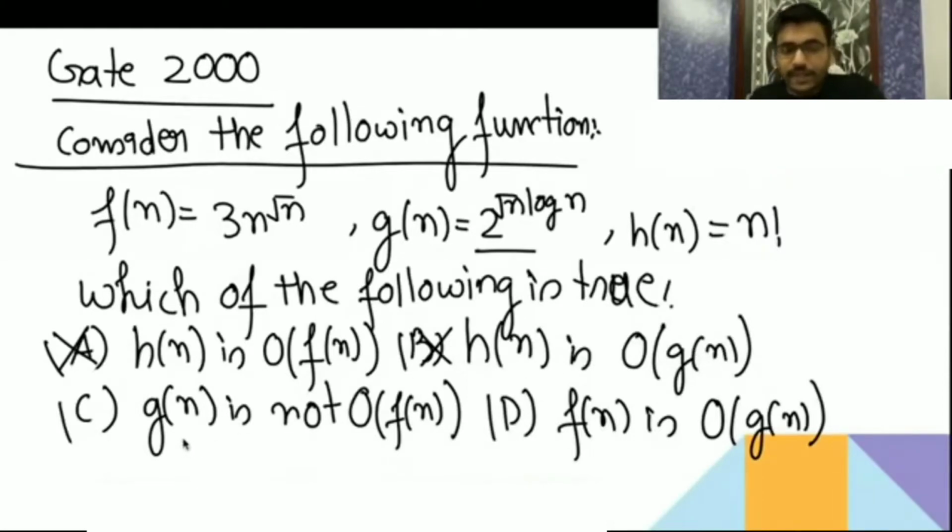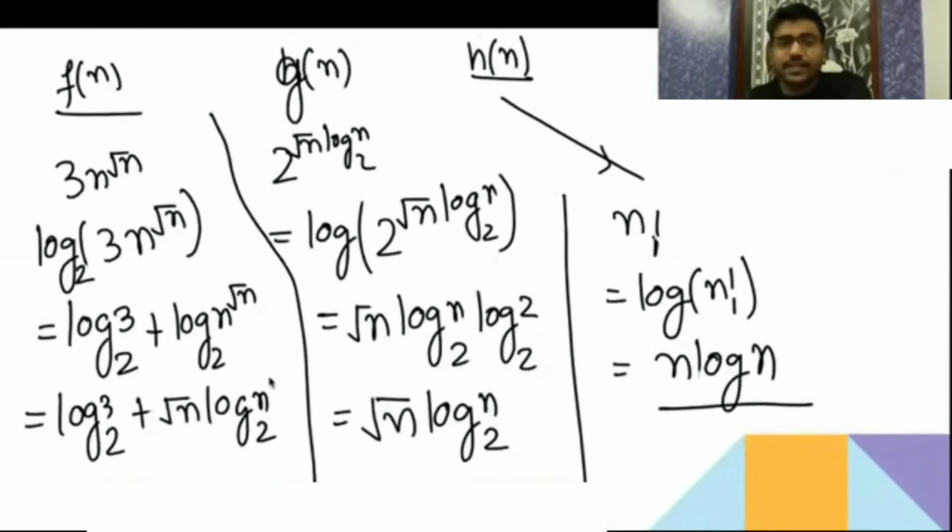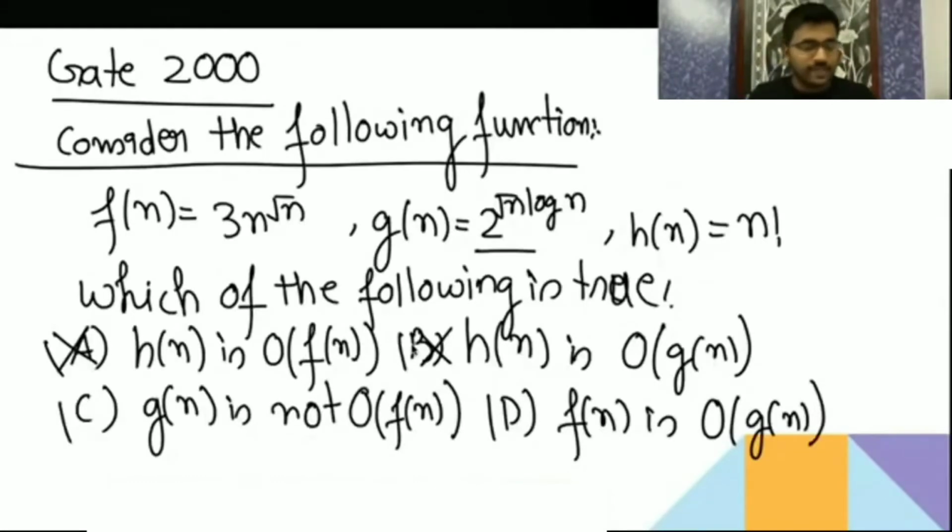Okay. Now they are saying Gn is not bigger than Fn. It means Fn is not greater than Gn. Now tell me, which of the following is true? Whether C is true or not? Tell me whether C is true or not.